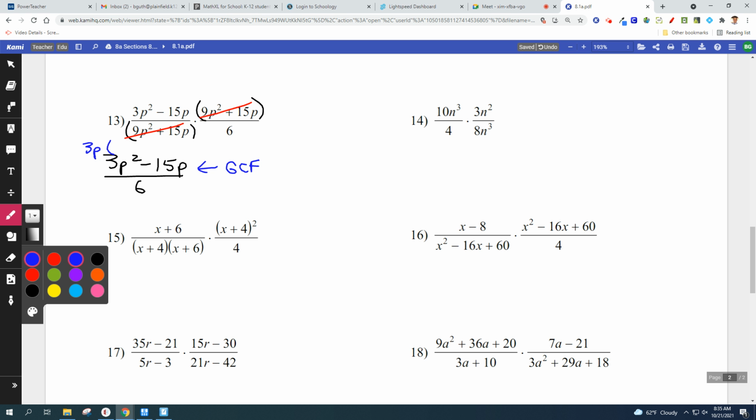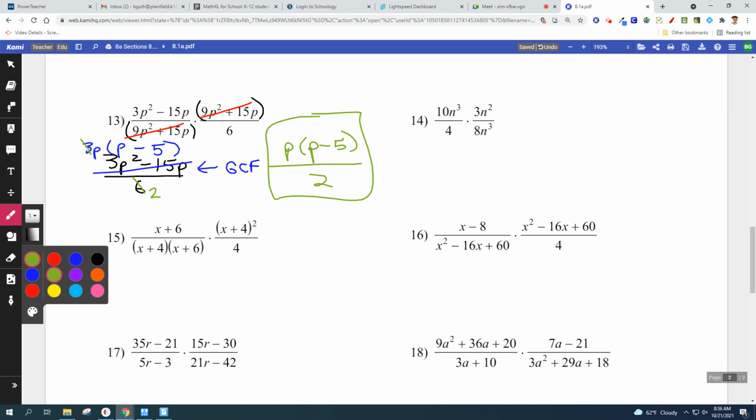Very good. So then we're going to write down what would I have to multiply by to get back to 3p squared minus 15p? P minus 5. Very good. And so now I do see one other thing that I could cancel out. You see how this 3 will go into this 6 twice? I can reduce that part of the fraction. Notice the 2 is on the bottom. So I'm going to have a p times a p minus 5 over 2. That's my answer.